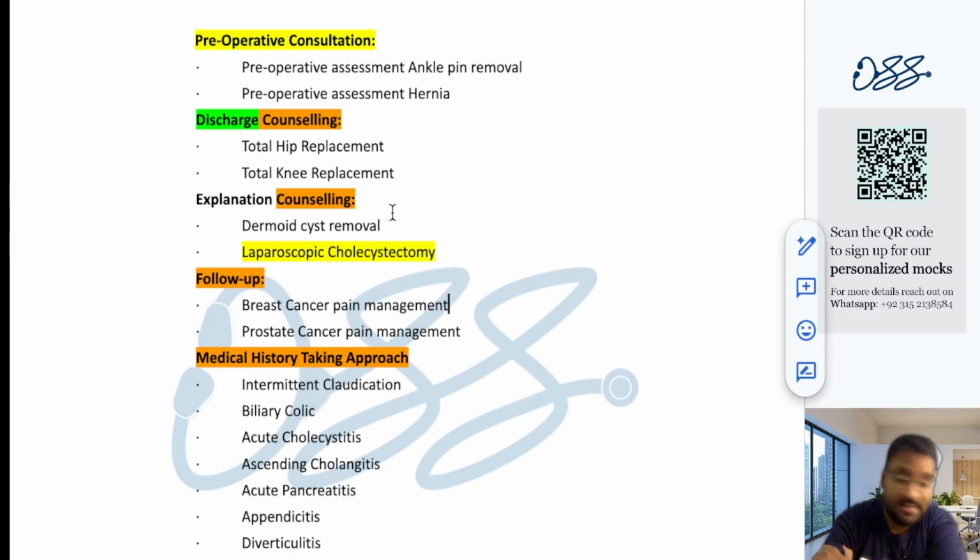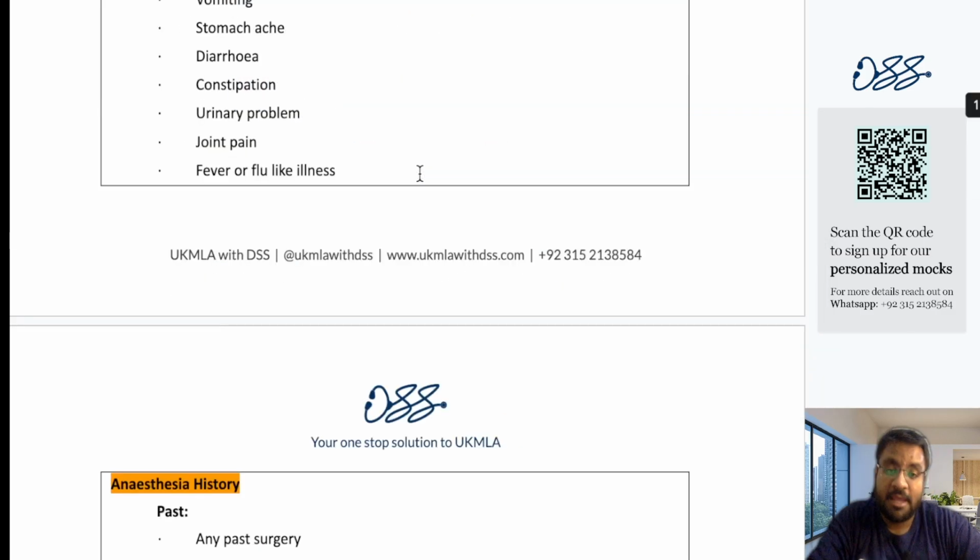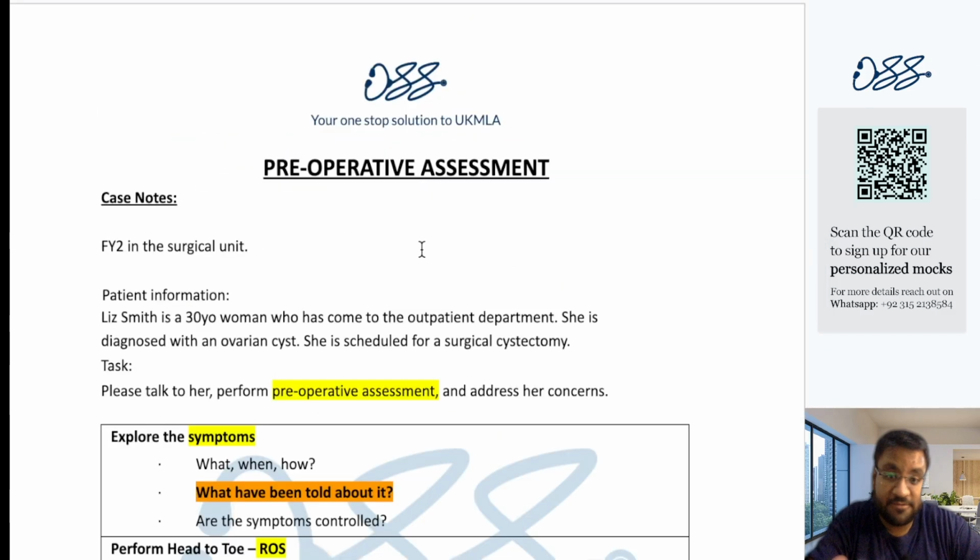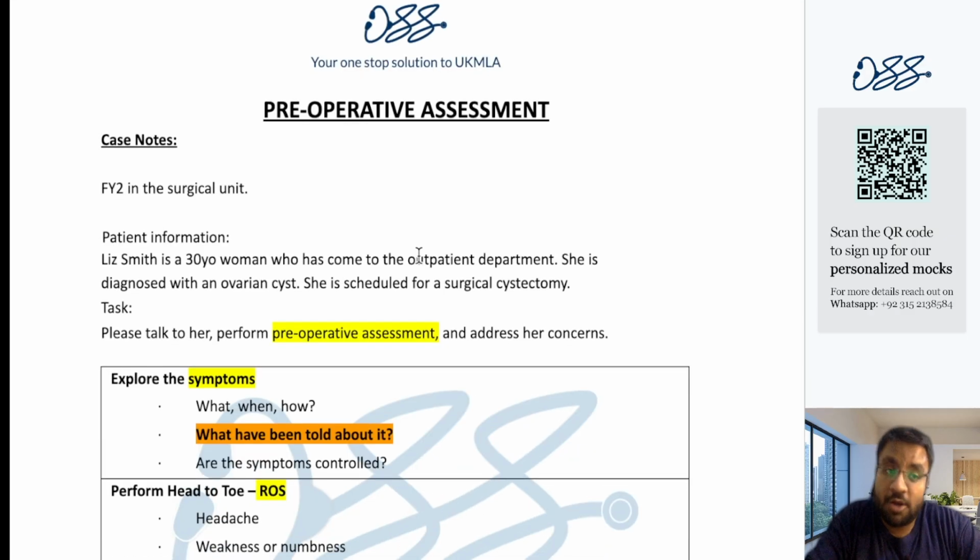There are 600 cases in PLAB 2, and trust me on this, you need to do all of them in order to succeed. You need to at least go through all of them once or twice.